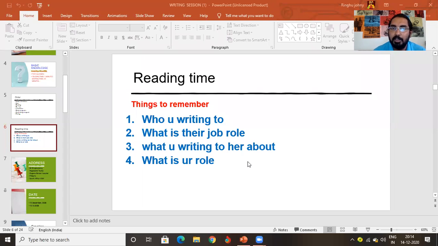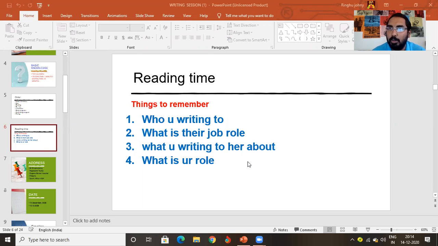Then what are you writing to her about? What is your task in this one? Is that a referral letter, or what do you want to mention? Is it for ongoing treatment or management, or some urgent assessment, or some dietary advice, or some mobility exercises or physio exercises? It can be anything. So just make sure what the task is, what you are writing to her or him about.